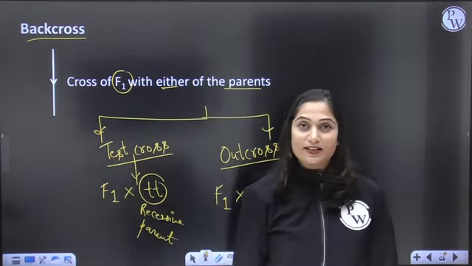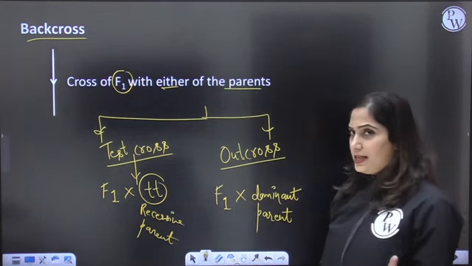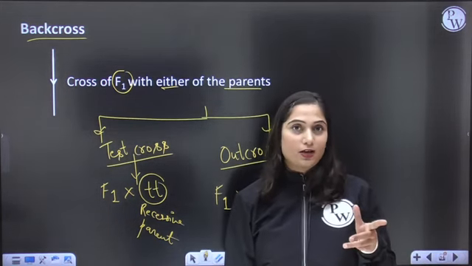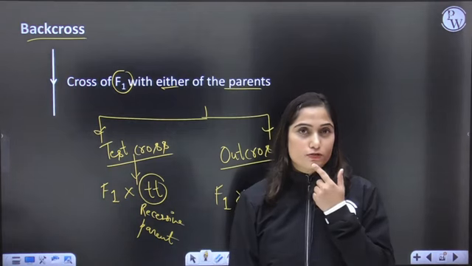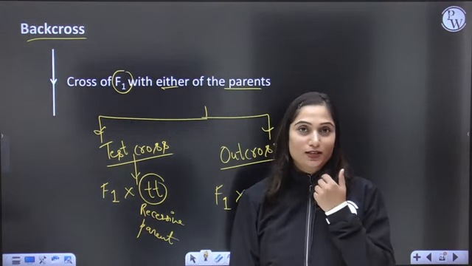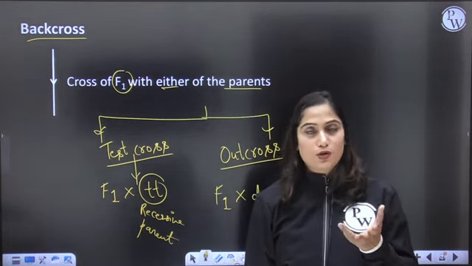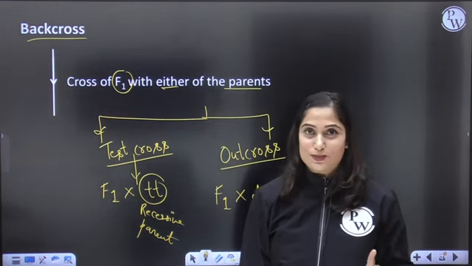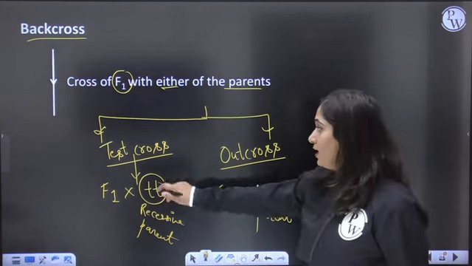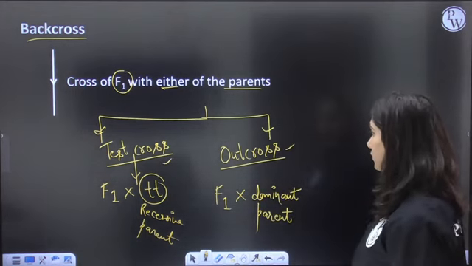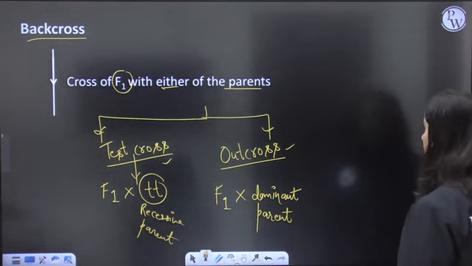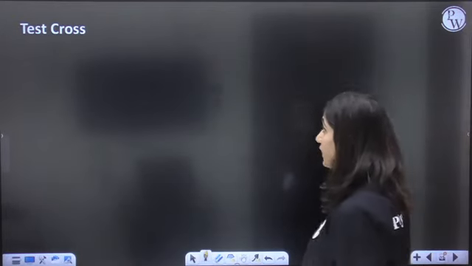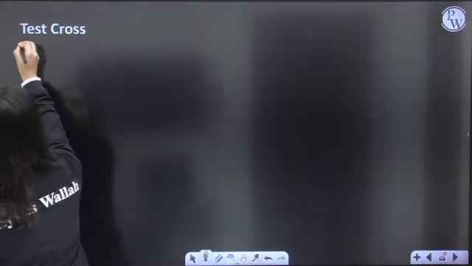The dominant parent. Okay. So if I say every out cross is a back cross, would that be false or true? Think. It would be true. Every out cross is a back cross, but every back cross is not an out cross because it is of 2 types, test cross and out cross. So let's move on with the test cross.